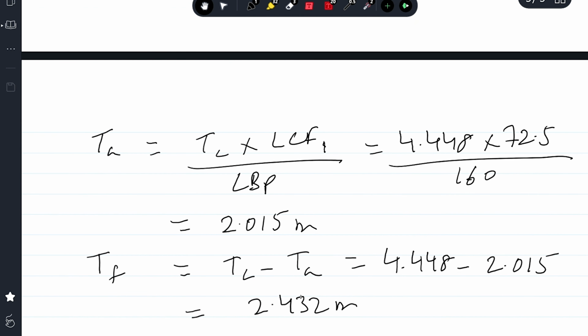The standard formula to find the trim aft will be change of trim into LCF1, the new longitudinal center of rotation F1, into change of trim upon LBP. Change of trim is 4.448. LCF1 is found as 72.5 meters. Now divide by 160, 2.015. And trim forward will be total change of trim minus trim aft. So 4.448 minus 2.015 gives 2.432. This is trim forward.